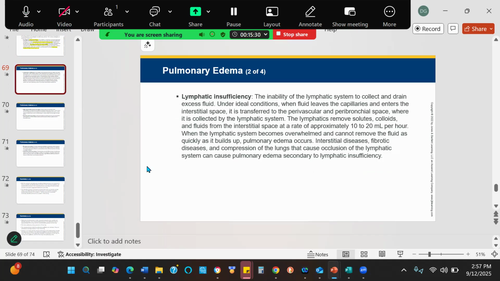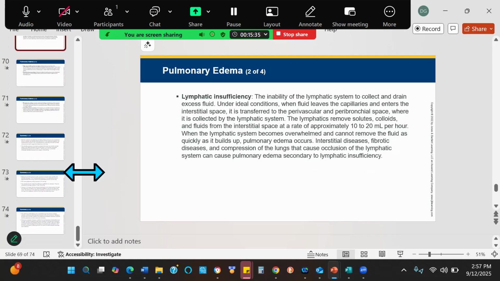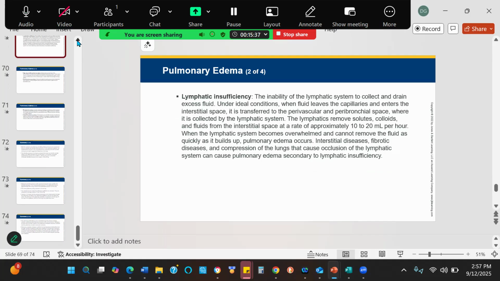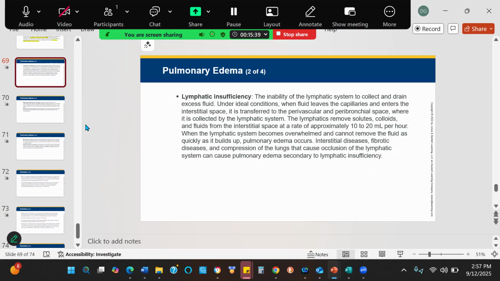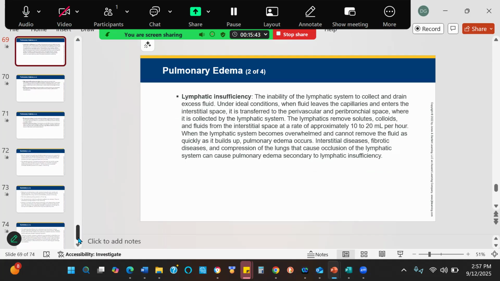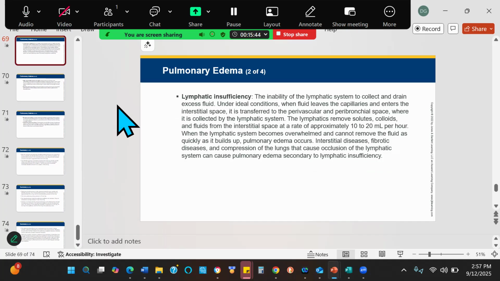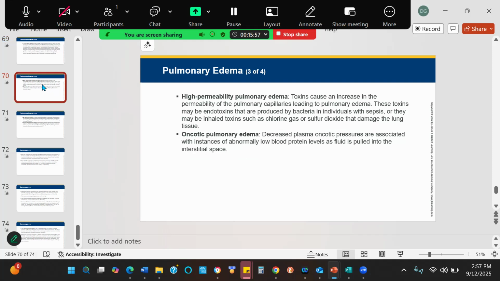Lymphatic insufficiency can also be a factor. Your lymphatics do a really important job of gathering up fluid and returning it to the circulation. If you want to see how important that is, just see a patient who has had their lymphatics removed. Maybe they had a cancer and had to have their lymph nodes removed. They will have difficulty with fluid building up from then on. So lymphatic insufficiency is a big issue.